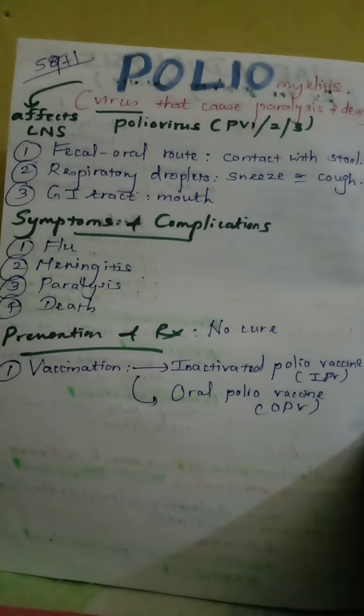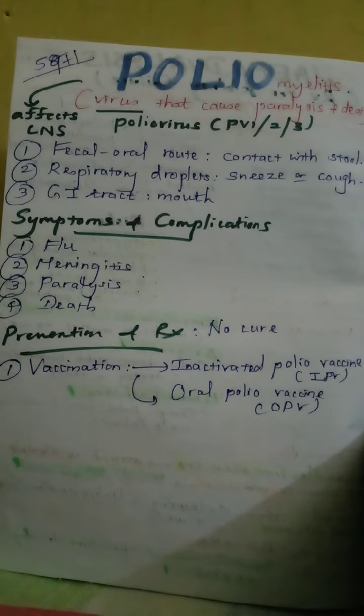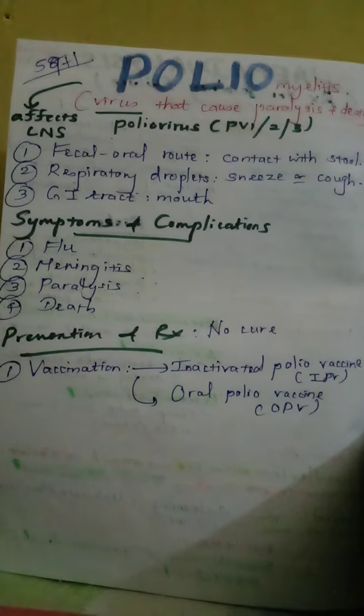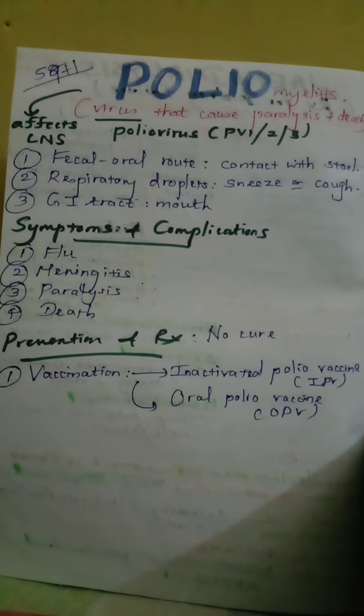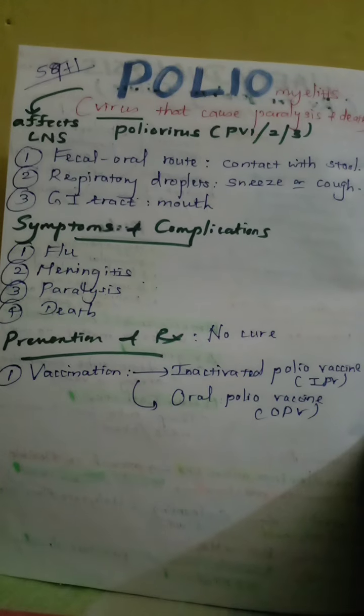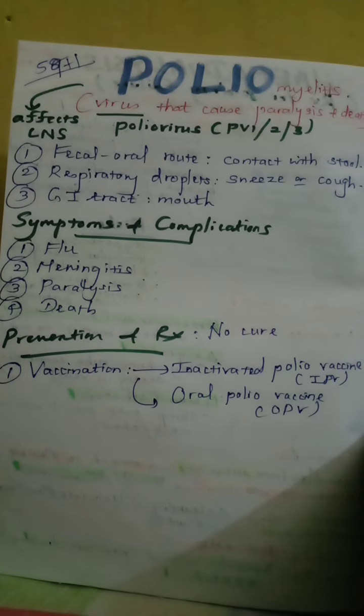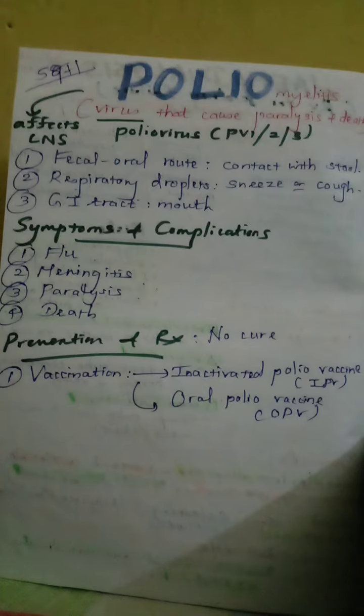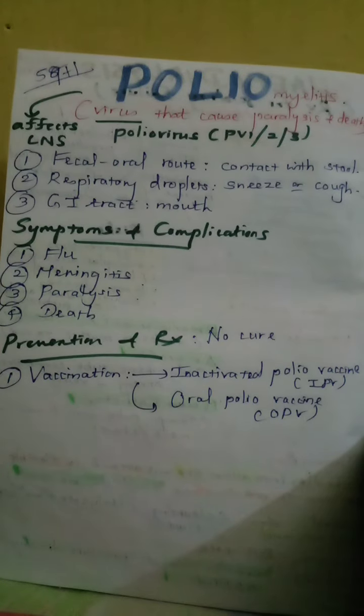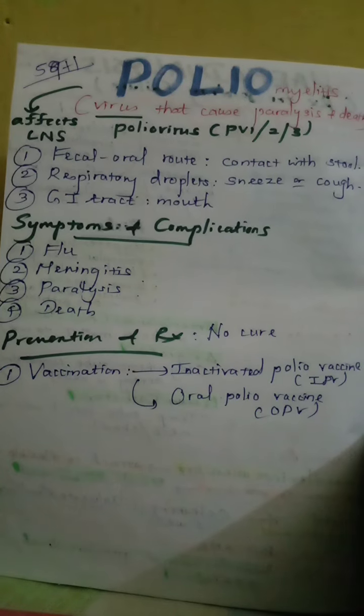So the main problem here is it can cause non-specific symptoms like flu, but at the same time specific conditions like meningitis, inflammation of the meninges, the membranes that cover the brain and the spinal cord. So the protective layers are affected, so that will invariably affect the organs. And then, of course, a paralysis.